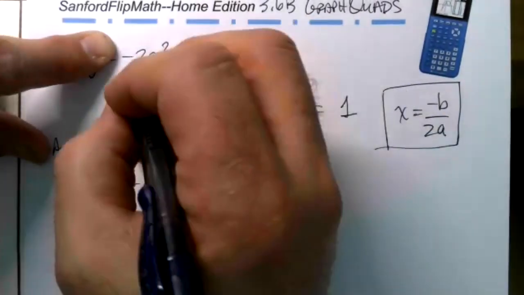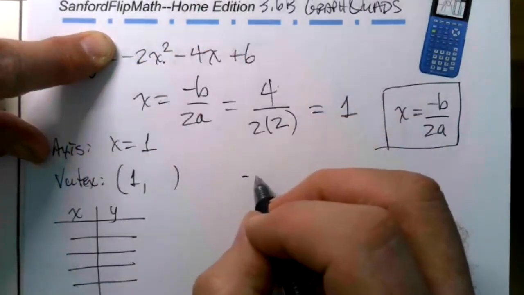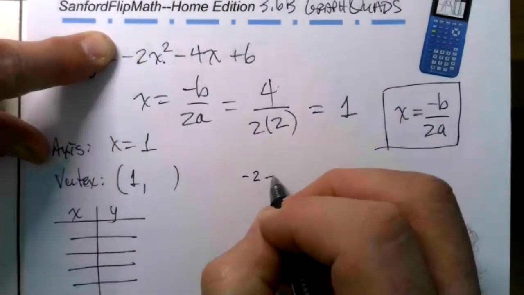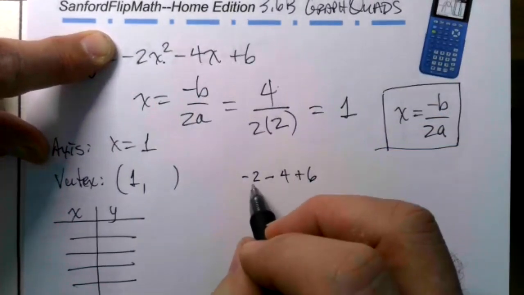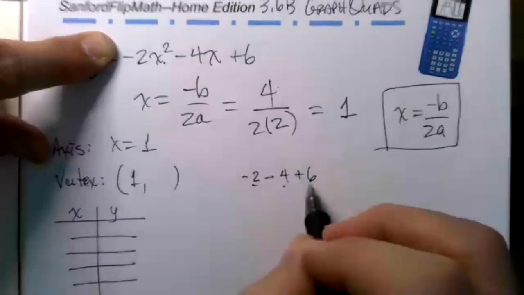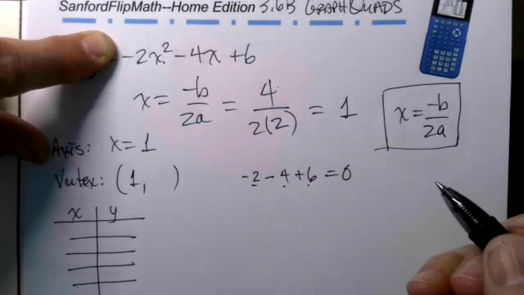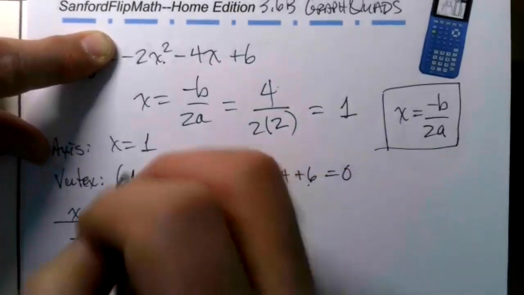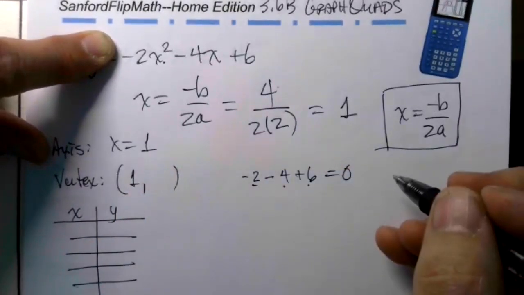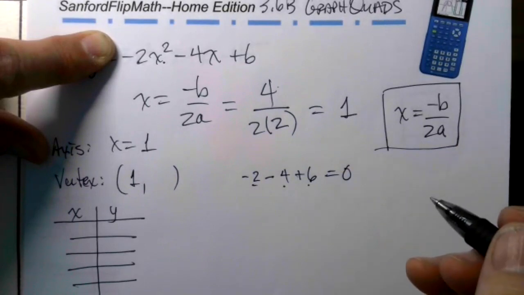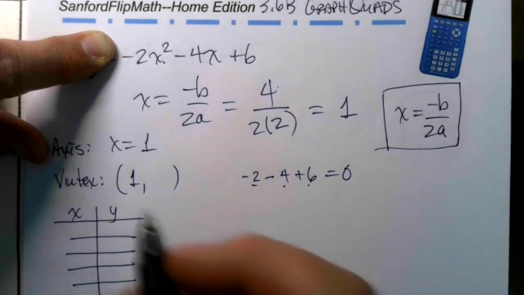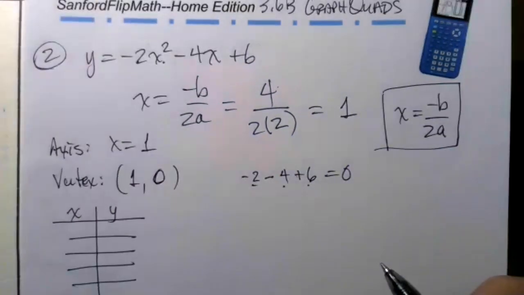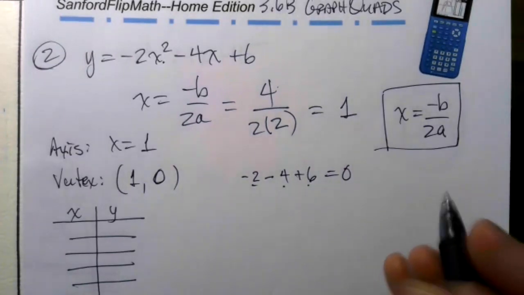Okay. So negative 2 times 1 squared. So this is negative 2 times 1 minus 4 times 1 is 4 plus 6. So this is negative 6 plus 6 is 0. Okay, I guess we just found one of the zeros. No, that can't be right. Is that right? Let me just double check. Minus 4 plus 6. That sure does look right. Okay. So there is our vertex.